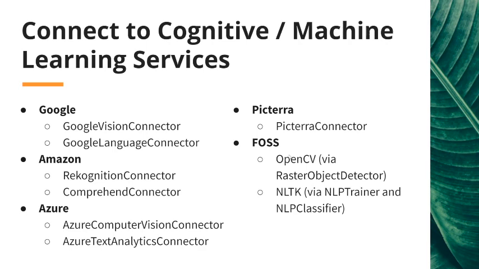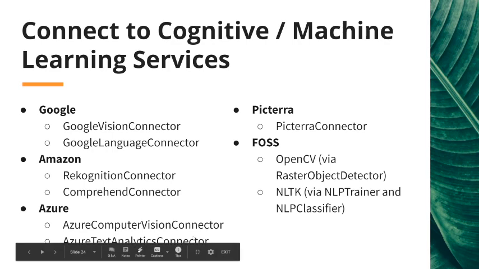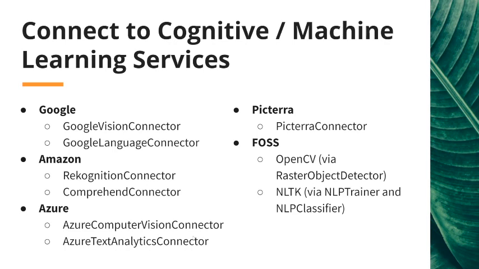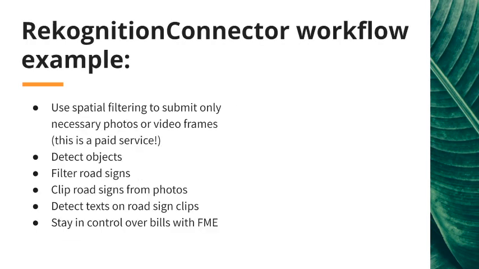Those three, Google, Amazon, and Azure, work really well on frontal photography, the photos that you take with your camera, or videos that you create. But in every single city I went to last year on the world tour, people asked me whether computer vision can be used for geospatial data. So I will be talking about Picterra and the PicterraConnector custom transformer that I built. That's a web platform built specifically for geospatial data.